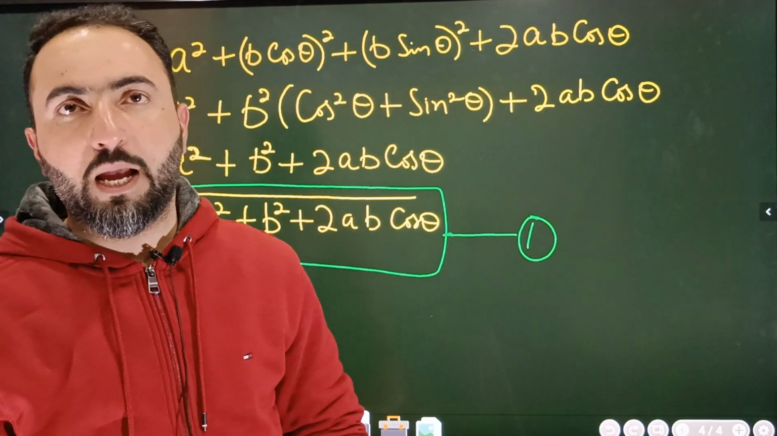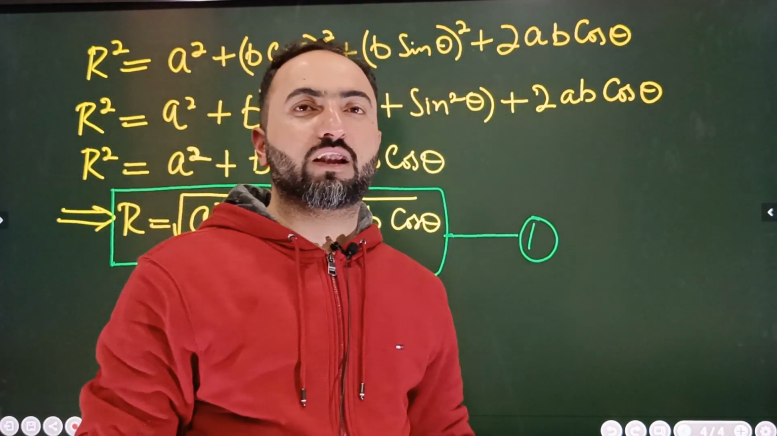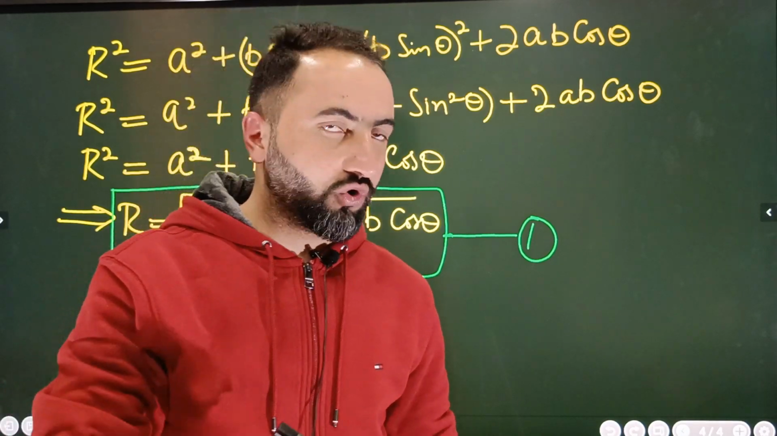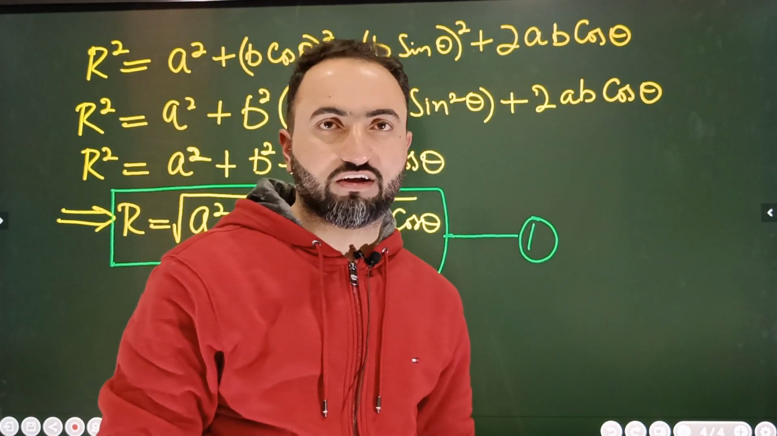You have two vectors, the magnitudes of the two vectors, a and b, are given to you, and theta is the angle between the two vectors that's given to you. Then what we can do is calculate the resultant of those two vectors.